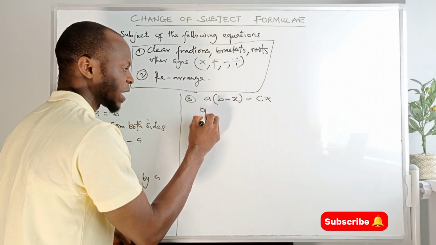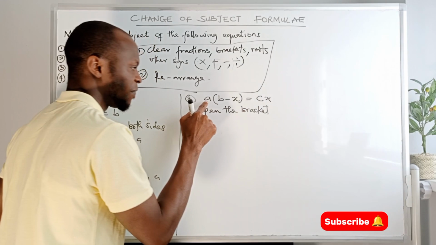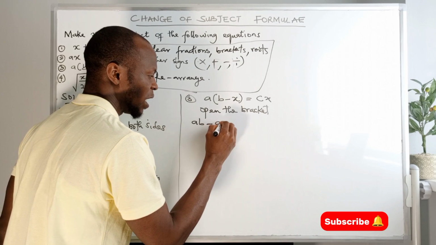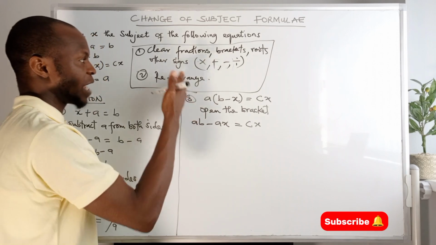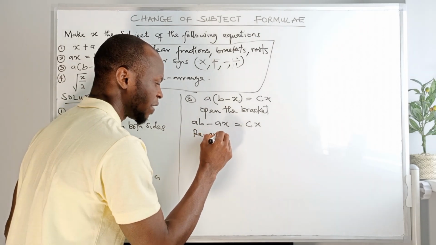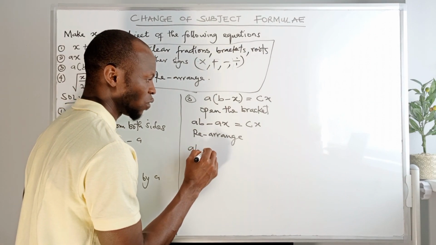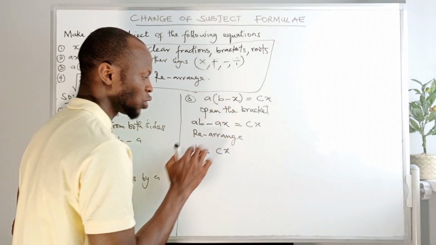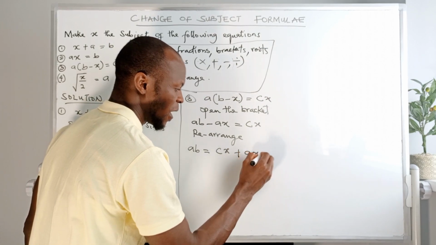So if I open the bracket here, I have a times b becomes ab, a times minus x becomes minus ax equals to cx. Okay, now I can rearrange because I have x at both sides. If I rearrange my equation, I have ab equals to cx. I want to bring minus ax to the other side of the equation. If minus ax crosses this equals to, it becomes plus ax.